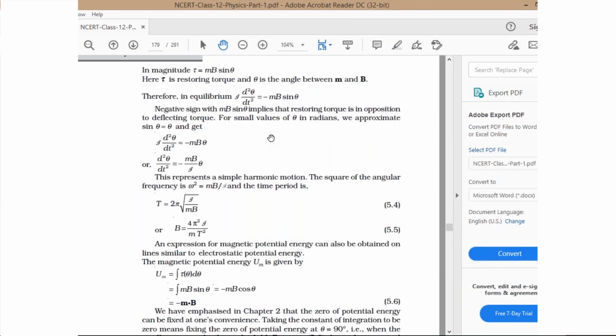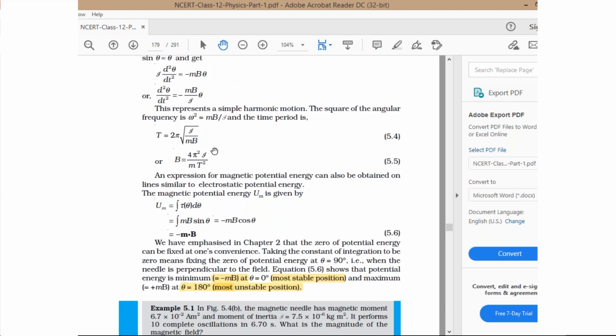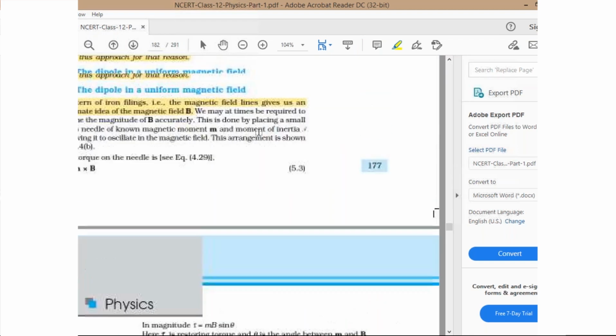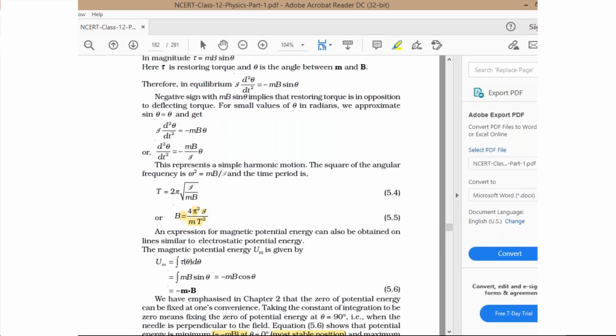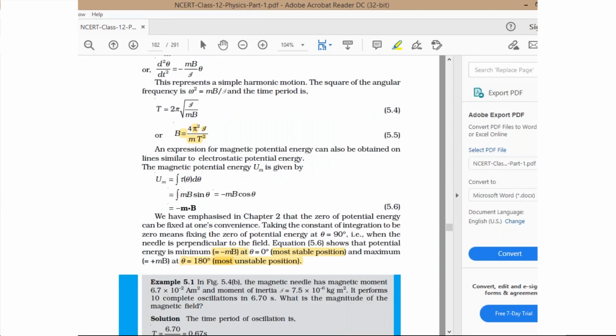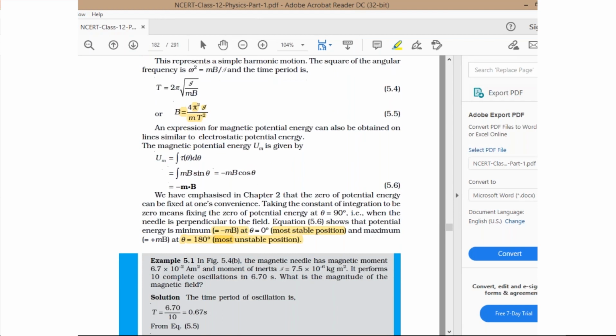Look here, this is the whole thing I have derived over here. This is the expression which I have derived so far. This is the expression in your book, equation 5.5. This is the magnetic field created by a bar magnet. So we have learned a practical experiment on how to calculate the magnitude of the magnetic field for a bar magnet, just by doing a simple experiment with a compass needle.